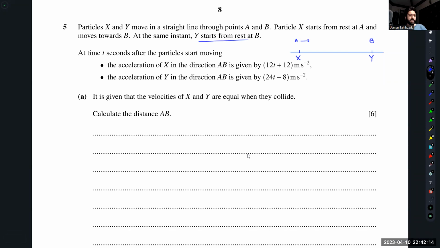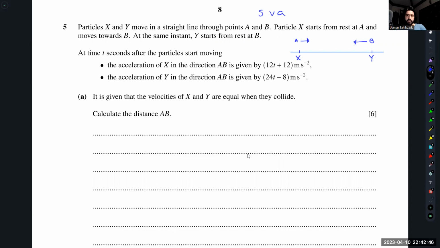At time t seconds after the particles start to move, the acceleration of X is in the direction AB, and it's given. Acceleration of Y in the direction AB is given. So both accelerations are given. So Wahaj, this is SVA. Because how do you know SVA and nothing else? Not the V equals U plus AT and S equals UT plus half AT square and V square equals U square plus 2AS. वो इसलिए नहीं है क्योंकि जो expression दिया है उसमें T की terms में दिया है Wahaj.